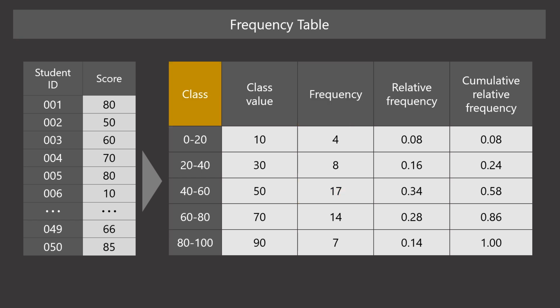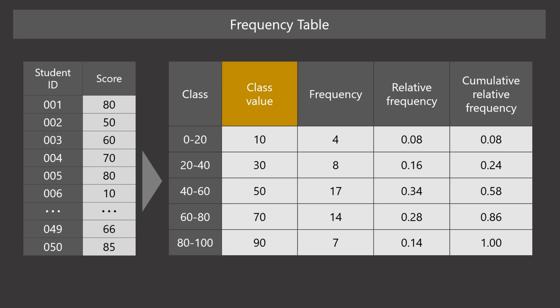A class represents intervals with which frequencies are counted. Here, a class is an interval which divides the score by every 20 points. The first class contains students whose score is greater or equal to 0 and lower than 20. Similarly, the second class contains students whose score is higher or equal to 20 and lower than 40. A frequency table usually arranges the classes in ascending order with corresponding frequencies of observations.